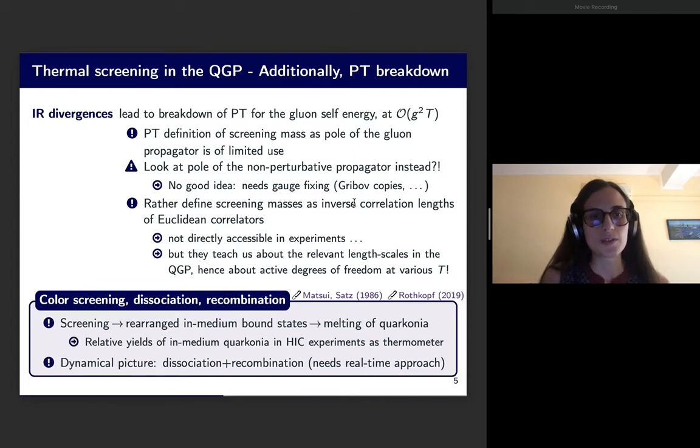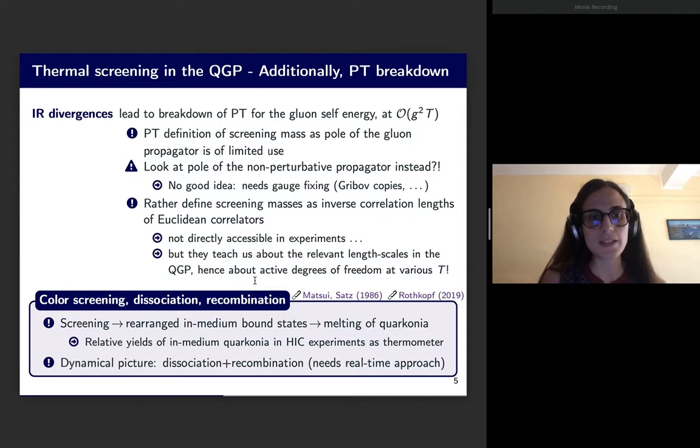Then what should one do? One should, or could rather, define screening masses as inverse correlation length of Euclidean correlators. The drawback in this case is that these are not directly accessible in experiments, but still they are important, and they teach us about the relevant length scales in the quark-gluon plasma, which in turn is able to tell us what and how many are the active degrees of freedom at the various values of the temperature.